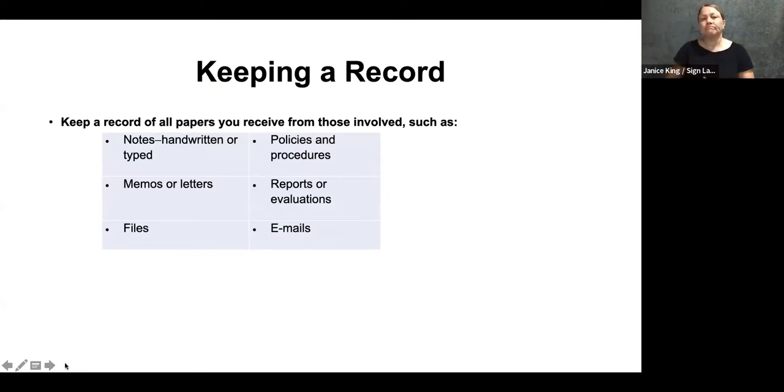So keep a record of all the papers you receive from those involved, such as notes, handwritten or typed, policies and procedures, memos or letters, reports or evaluation, files, emails. Those can come in pretty handy if you file an EEOC complaint, because EEOC is going to want to look at them. And if you go to court, the court's going to want to see that kind of material. Next.